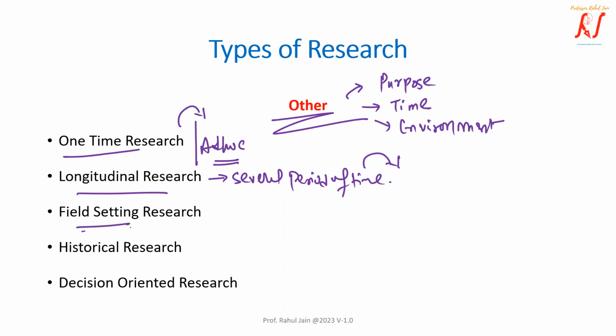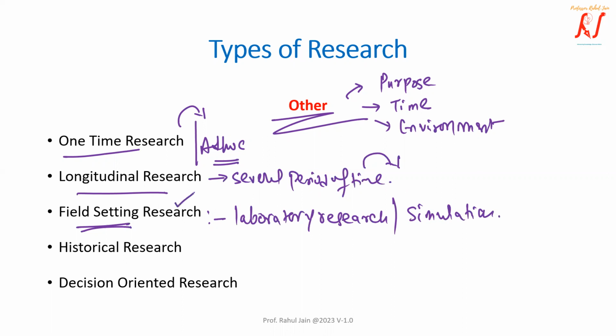The next one is field setting research. Field setting research, which we can also call laboratory research or simulation research. So basically, the environment in which such kind of research is conducted will be classified into types like field setting, laboratory research, or simulation research, right? These methods are in-depth approaches to reach the basic causal relations.